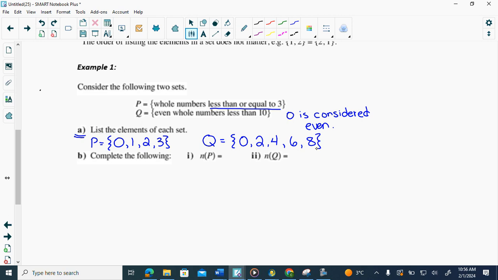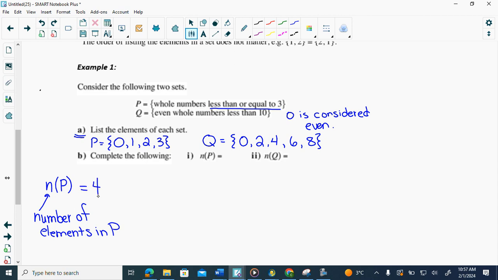Now, complete the following. N of P. This little n means the number of elements. In this case, in P. So that means I count them. So I go to P, and I count how many there are. How many distinct elements? Distinct means different. How many distinct elements are there in P? 0, 1, 2, 3, which is 4. Most of you are showing me a 4. So I would just go equals 4.